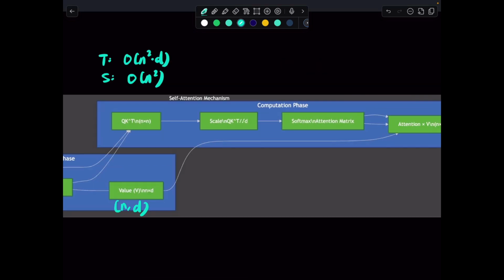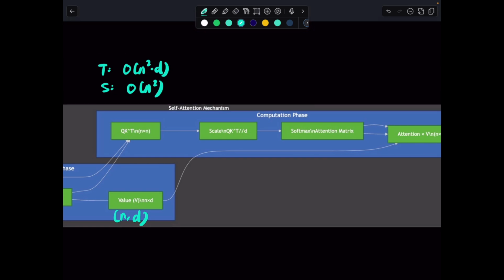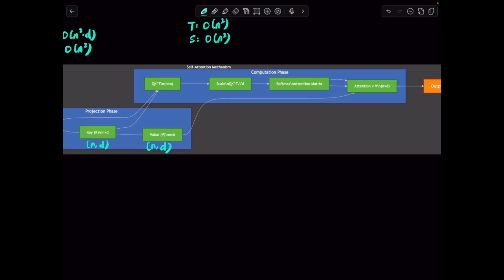Scaling is a linear operation, and after that you have softmax. For the softmax, the time complexity is actually O(n squared) because you have to do this softmax for every element in the matrix. So similarly, the space is also O(n squared). And here you do another matrix multiplication between the value matrix and the attention matrix. So the time complexity is O(n squared d), and the space complexity is O(n squared).